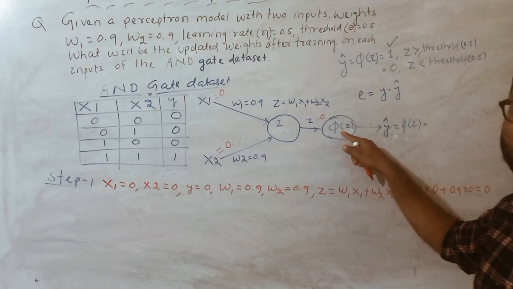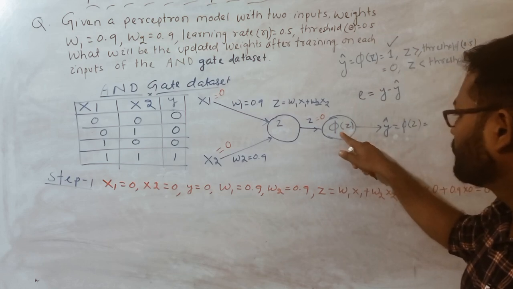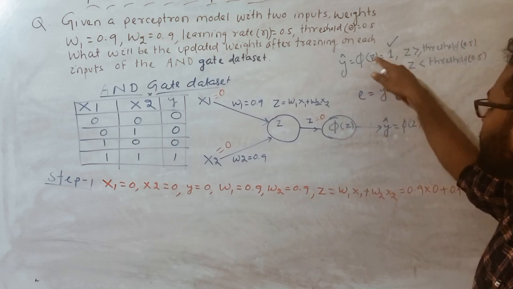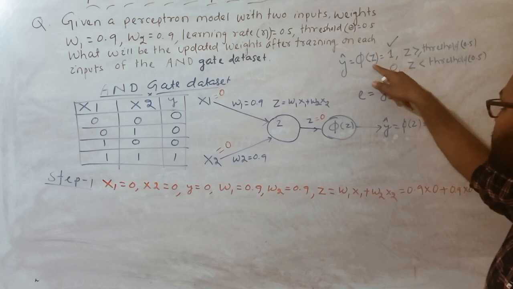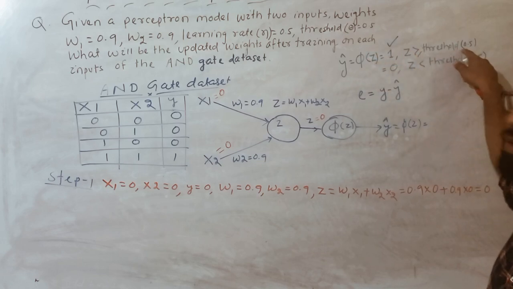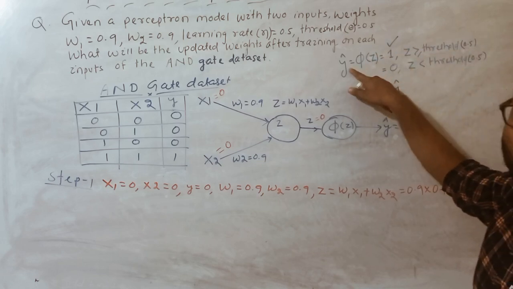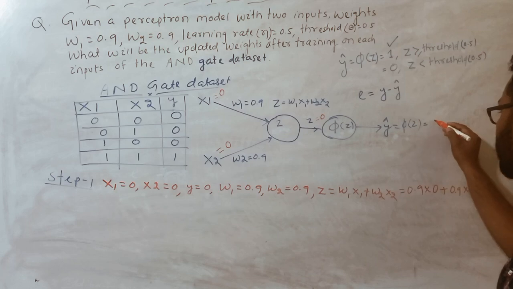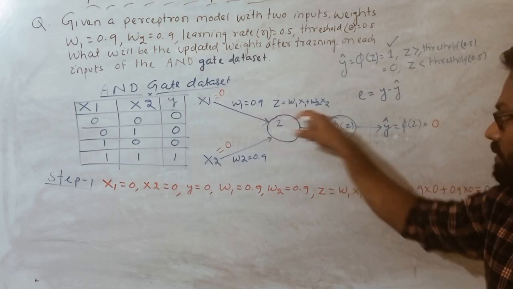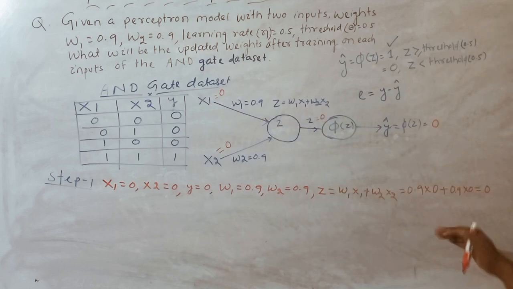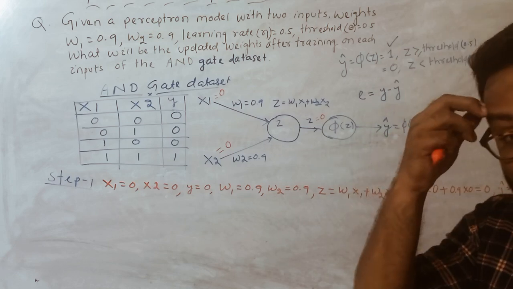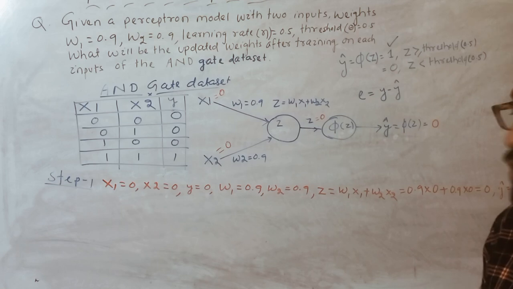Now this z is going to pass to the activation function. Here the z value is 0, which is less than the threshold 0.5. So my output y cap is going to be 0. So for this combination, my output is 0. I hope you understand. Now the weight updation process is going to start.